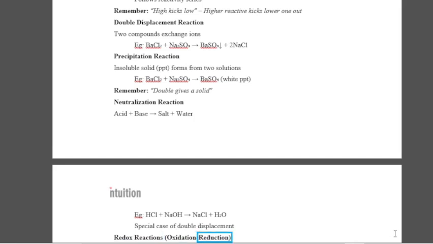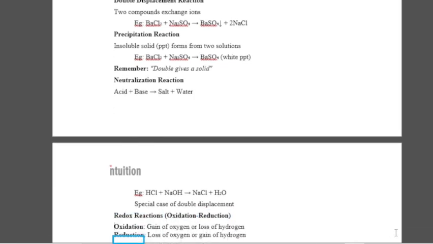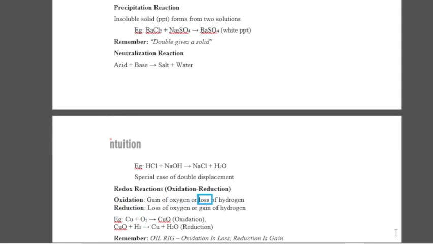Redox reactions, oxidation and reduction. Oxidation: gain of oxygen or loss of hydrogen. Reduction: loss of oxygen or gain of hydrogen. Example: Cu + O → CuO is oxidation. CuO + H2 → Cu + H2O is reduction. Remember, OIL RIG: oxidation is loss, reduction is gain.